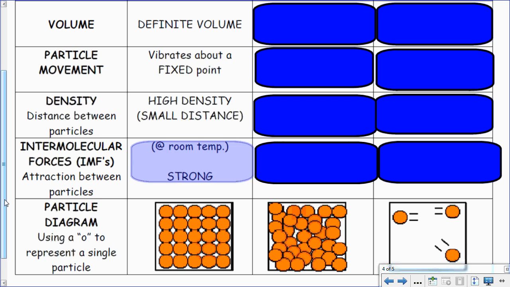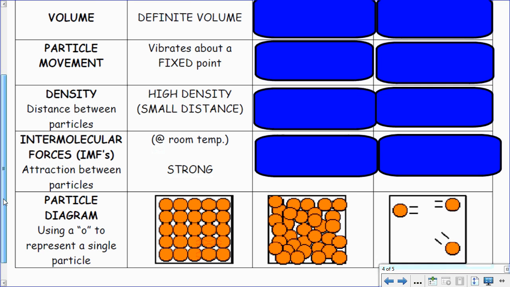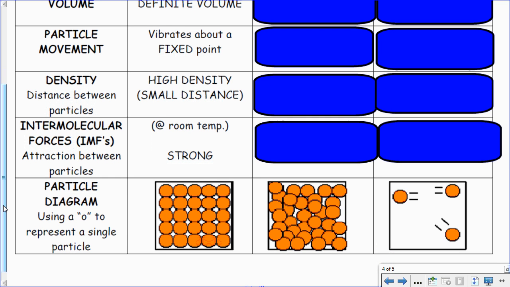Intermolecular forces for solids are strong. They are solids because they have strong intermolecular forces. Their particles are attracted to each other, like in this picture, and they don't want to move around because they have such high forces of attraction between those particles. So that is a solid.